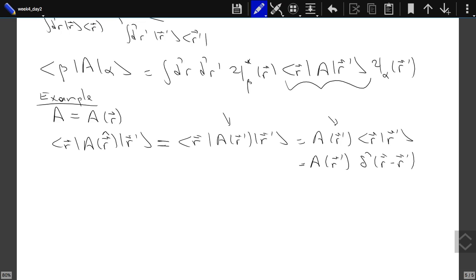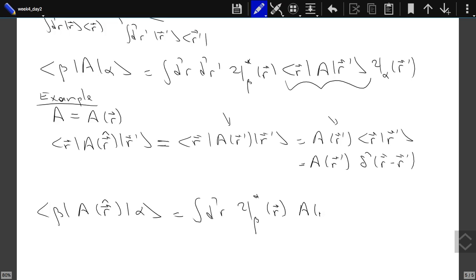Well, the inner product of the r and r prime kets just gives us the Dirac delta. So this matrix element of beta and alpha with some function of the position operator is nothing but the integral d cubed r of psi beta star of r, A of r, psi alpha of r. Here I just evaluated the r prime integration using the Dirac delta.